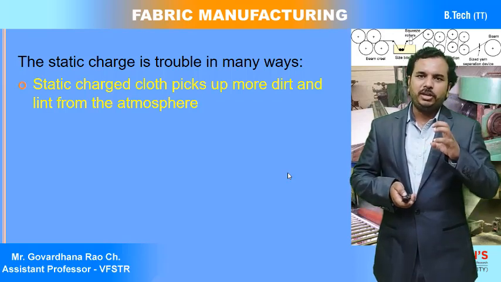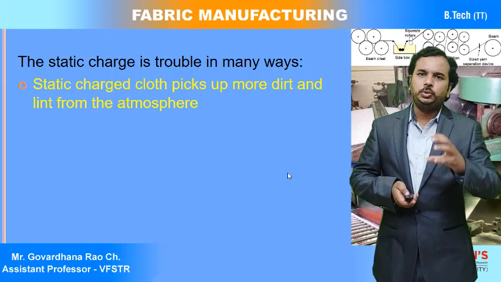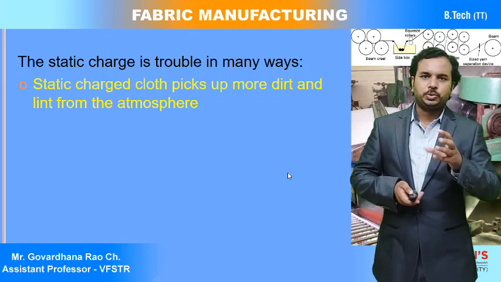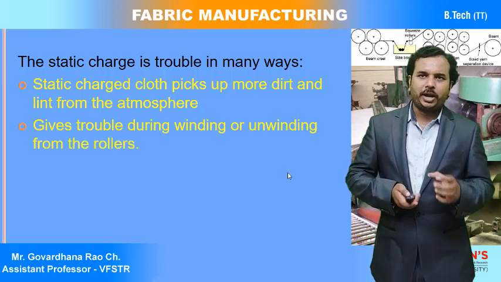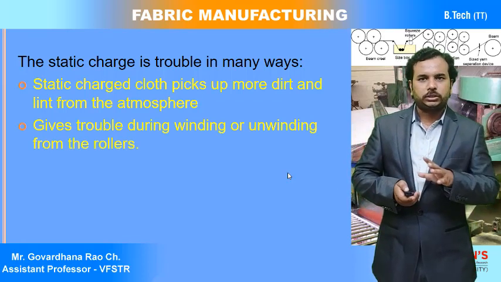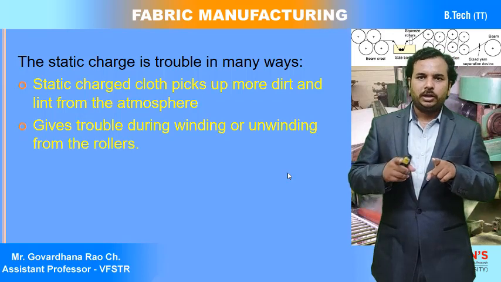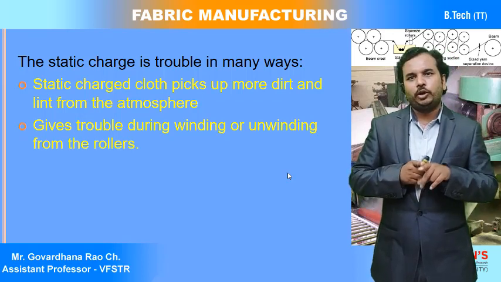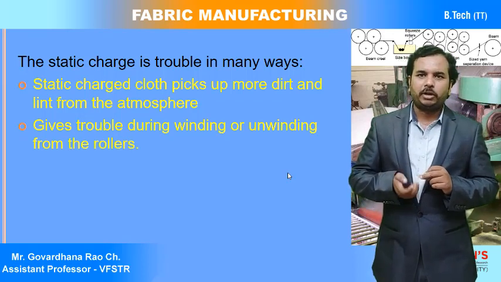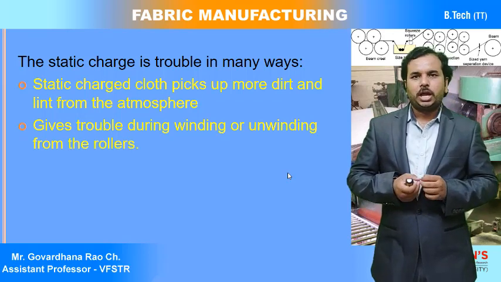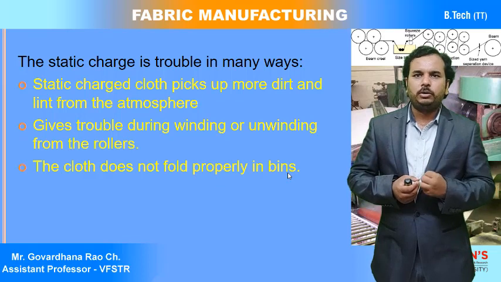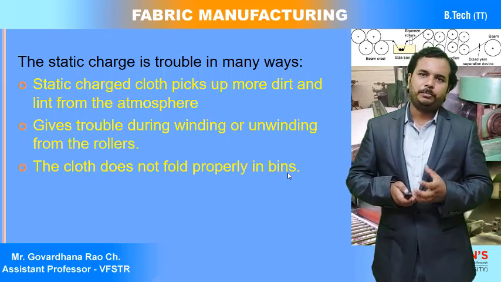Okay. So that is why we need to use anti-static agents to avoid all these things. They give trouble during the winding and unwinding from the rollers also. It will attract to the neighboring ends and it will not easily unwind or wind. So this is also going to happen in the process, and cloth does not fold properly in the bins.